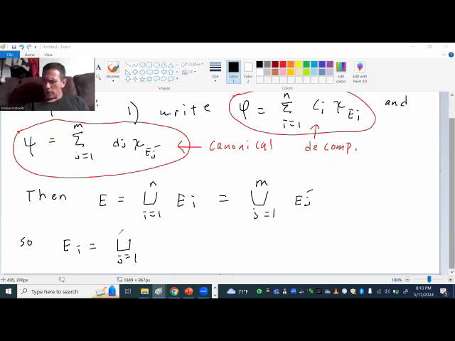So j equals 1 to m, E_i intersect E_j prime. Actually, this is if and only if, but what's important for us is that I can write my characteristic function as a sum of these characteristic functions. This is very easy to prove. If you have any doubts, you shouldn't, but if you do, definitely prove it yourself.